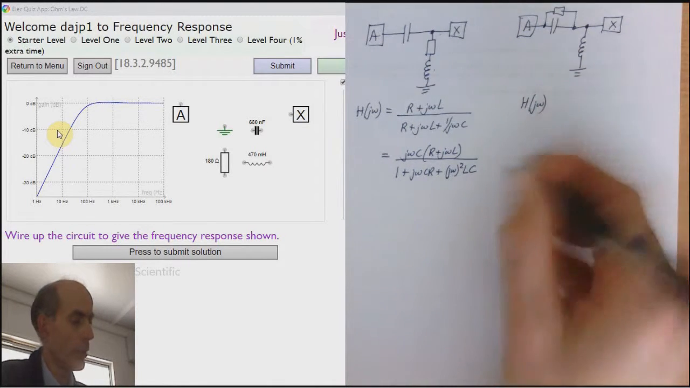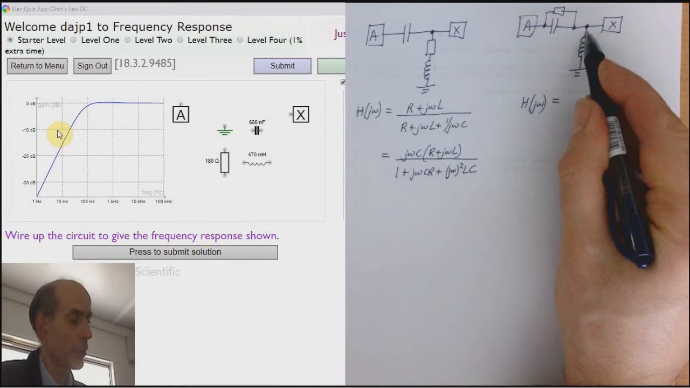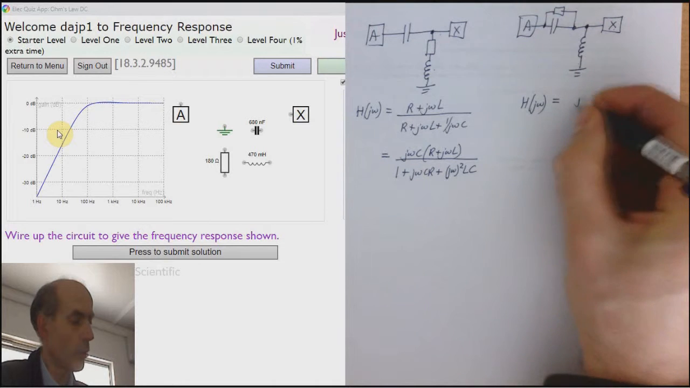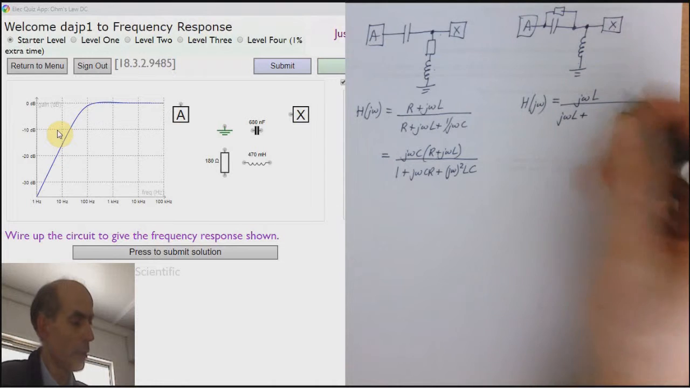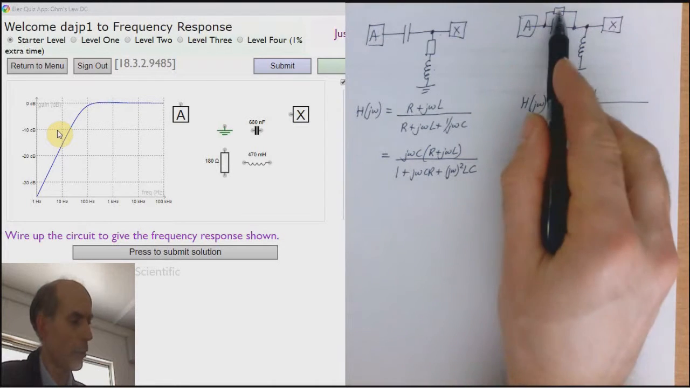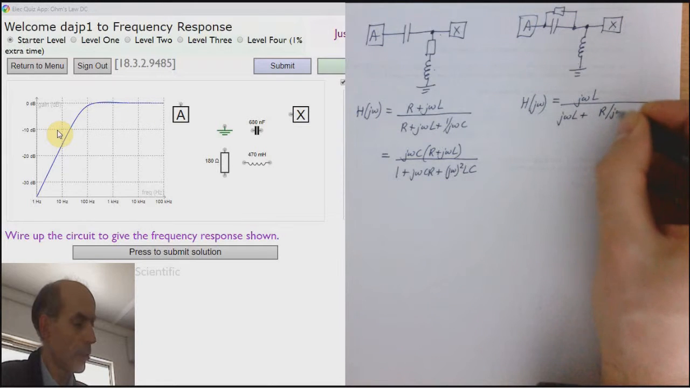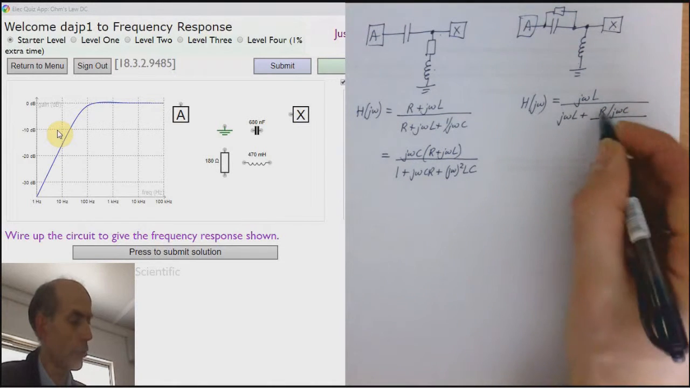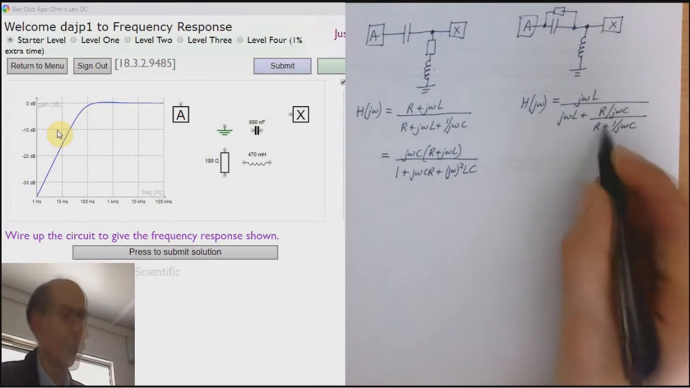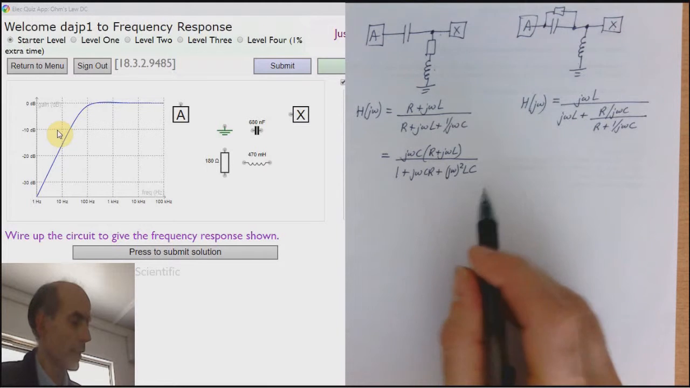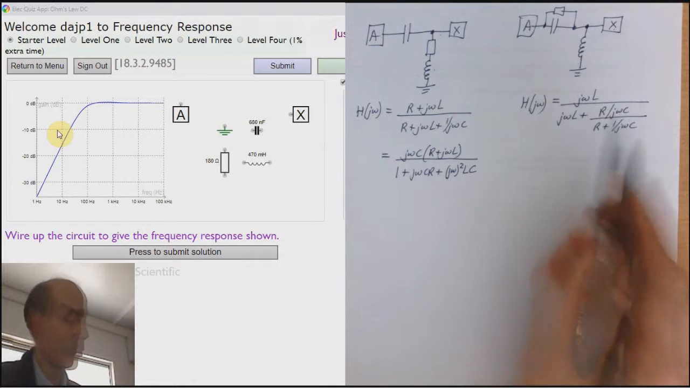Potential divider equation again. This time the potential divider equation gives you j omega L divided by j omega L plus the parallel combination of the resistor and the capacitor. So it's the product of the impedance of the resistor and the capacitor divided by the sum of the impedances of the resistor and the capacitor.